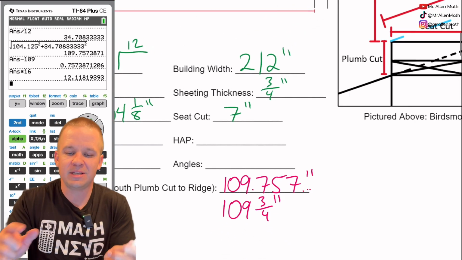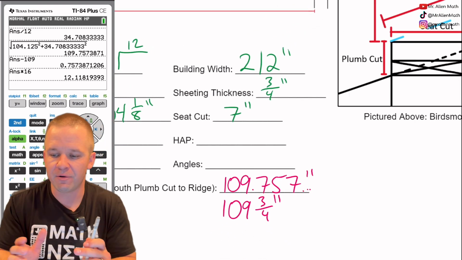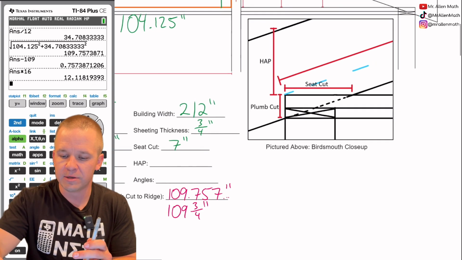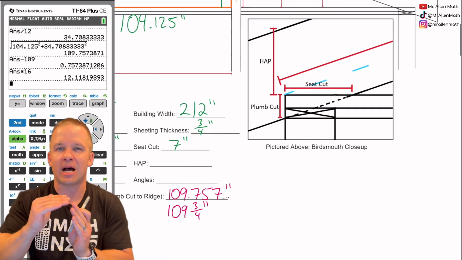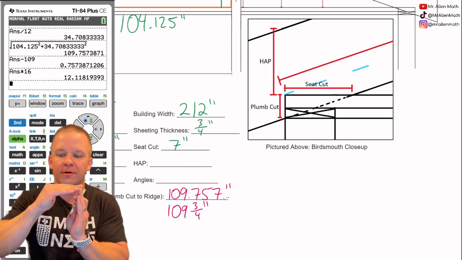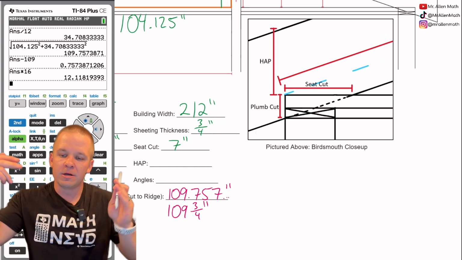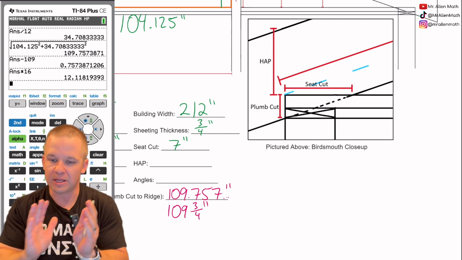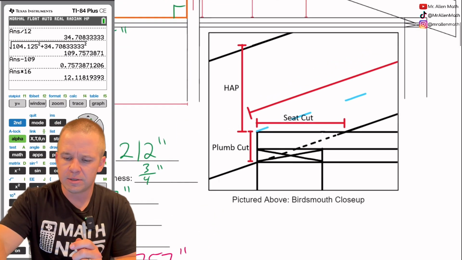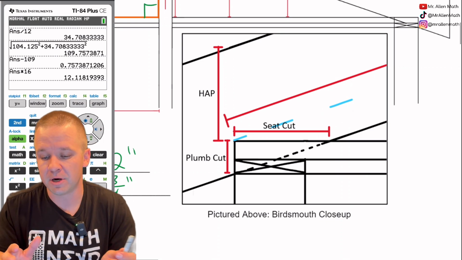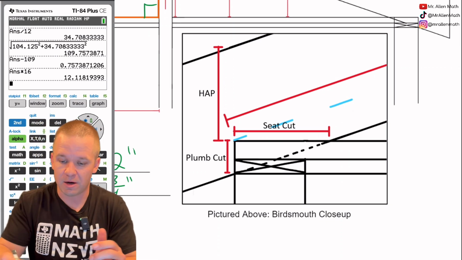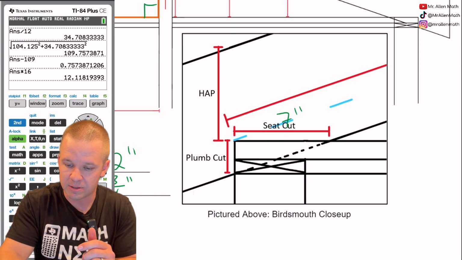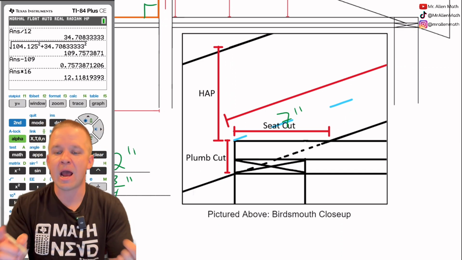So that seat cut, though, will dictate everything else here in our close-up of our bird's mouth, okay? The bird's mouth is where it sits on the wall. We want this perfect right angle that's going to sit on top of our wall. We'll screw it in or nail it into the wall on the top, double top plate, and it'll all sit lovely and perfect, okay? So there are a few different measurements that we're going to figure out from this. It's our seat cut, which we already said is 7 inches, our plumb cut, and our heel.